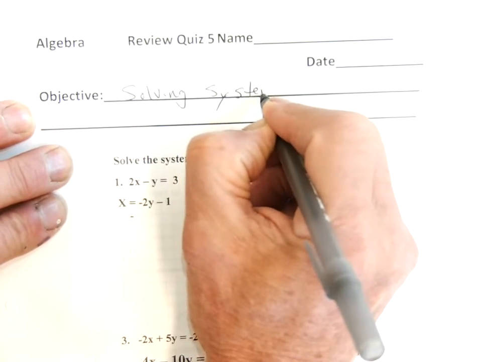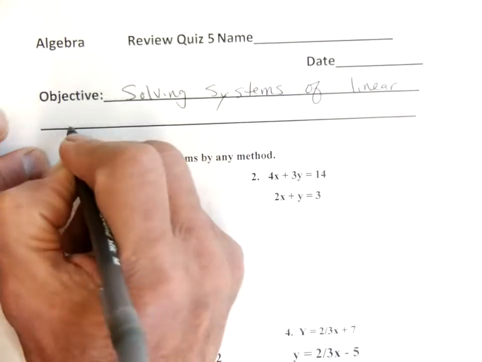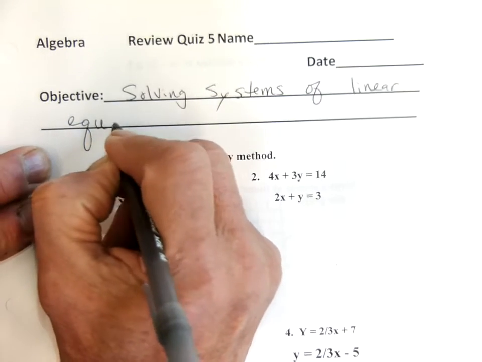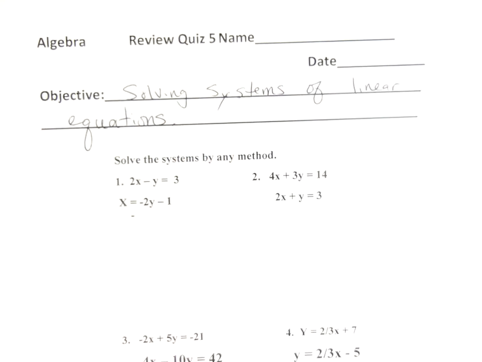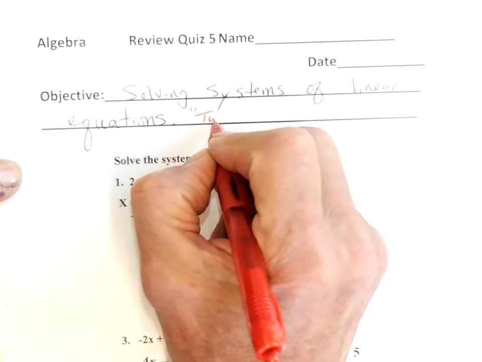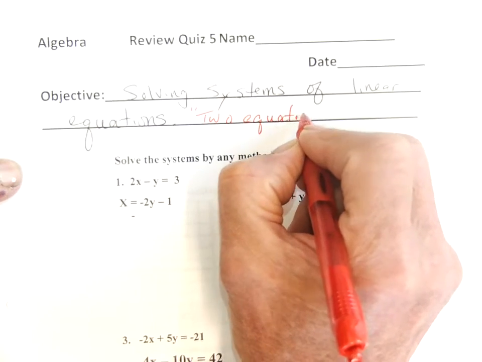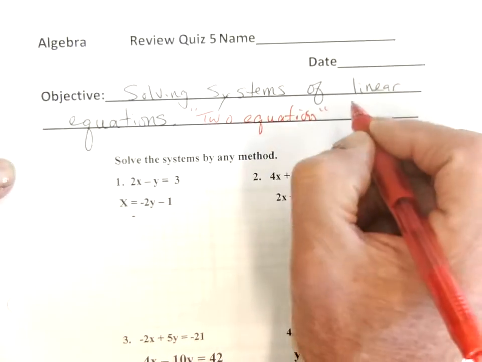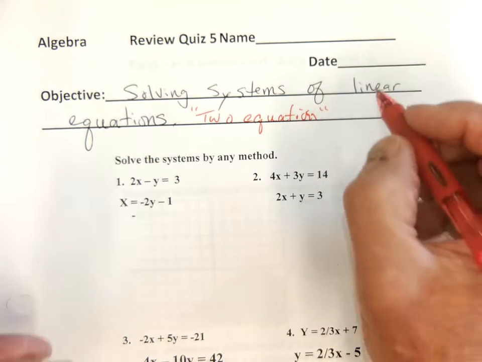Systems of linear equations. And I'm going to give you what that means, okay? Systems in math means two or more, okay? Systems means two or more. We'll just say two equations because we won't do more than that until we get to algebra 2, and then we'll do three-dimensional graphing. And linear means just straight lines, right?